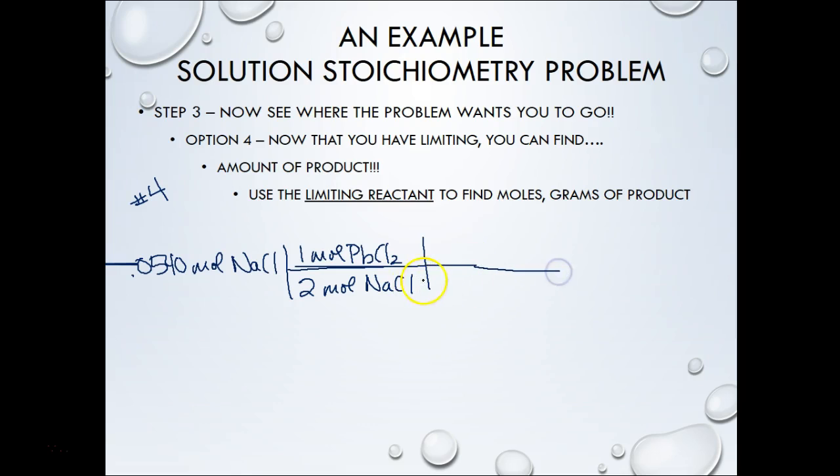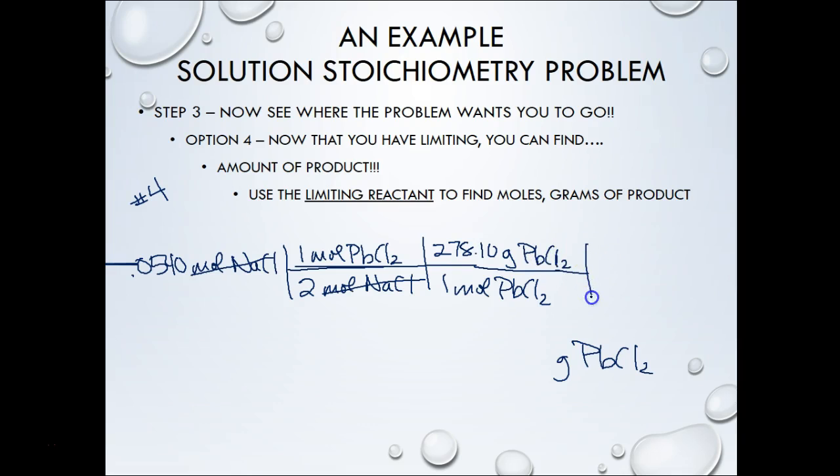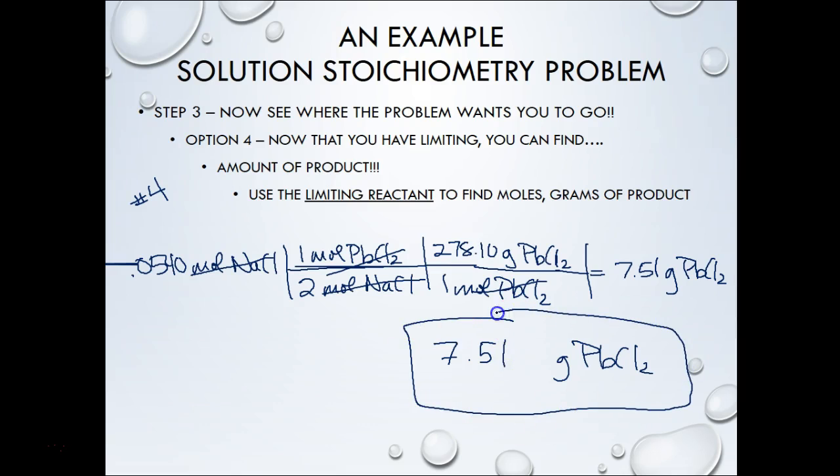And then I have to figure out, okay, so moles of NaCl are gone. I'm looking for grams of PbCl2. So that means 1 mole of PbCl2 on the bottom over, and I have to add up all the masses. And I believe after I'm finished adding up all the masses, we get 278.10 grams of PbCl2. I do the calculation, moles are now gone, and I get 7.51 grams of PbCl2. So my answer is 7.51 grams. That's how much I produce from what I was given.